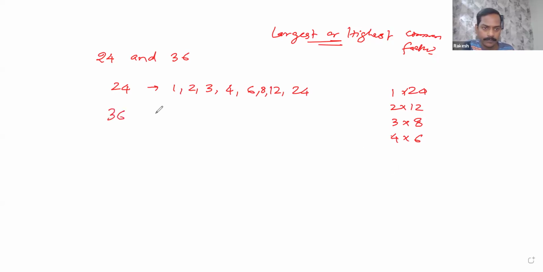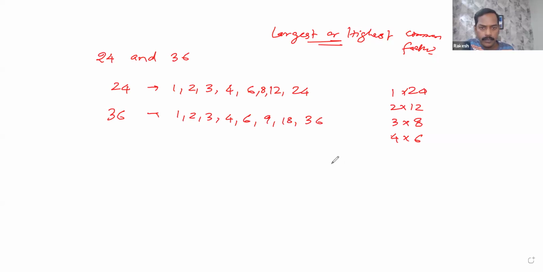Similarly for 36, we know that this is 1, 2, 3. We have already done it. So I'm just writing it here. 4, then it would be 6, then it would be 9, then 18, then 36. Let me count. 1, 2, 3, 4, 5, 6, 7, and 8. Yes, there are 8 factors of this.